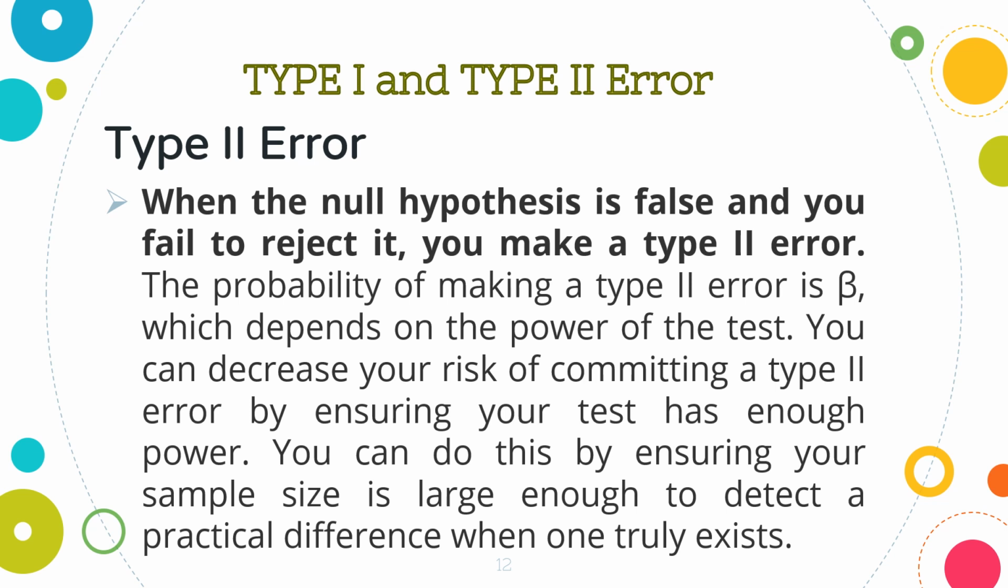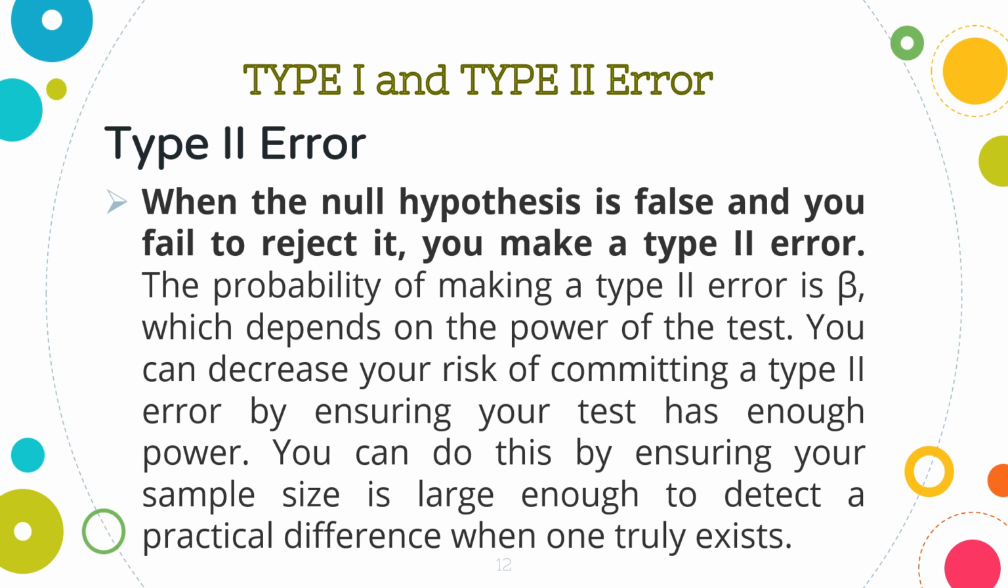So, the null hypothesis is false, and you failed to reject it, which means you accept the null when it is false. So, you commit a type 2 error. The probability of making a type 2 error is beta, which depends on the power of the test. Kung kanina type 1 error is the level of significance, the type 2 error depends on the power of the test. You can decrease your risk of committing a type 2 error by ensuring your test has enough power.